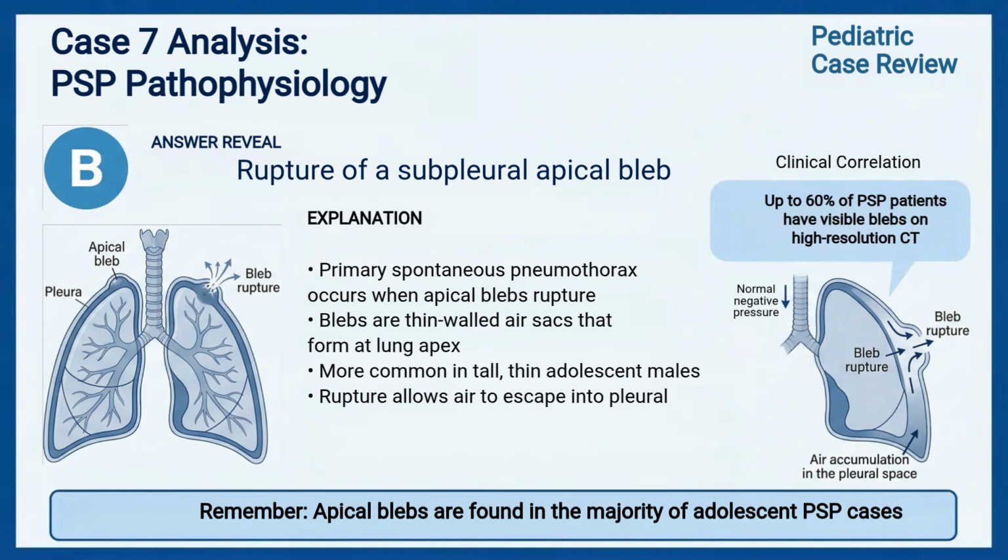This condition is more common in tall, thin adolescent males due to greater mechanical stress at the lung apex from increased height gradient. Understanding this mechanism is key to anticipating recurrence risk and planning surgical management.